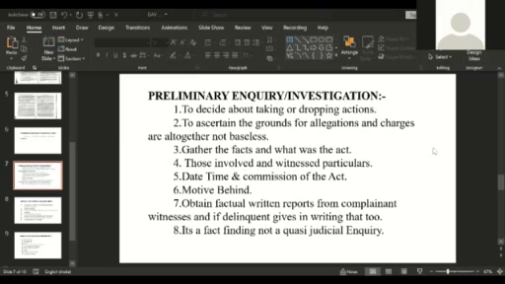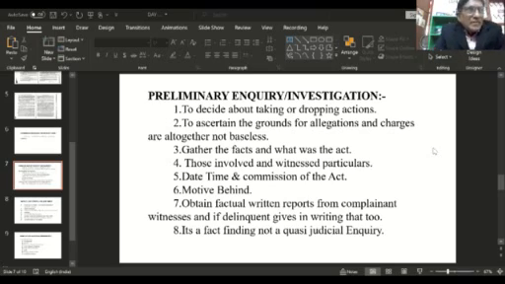Sir, actually, what is the minimum allowance of substances? What is the minimum allowance of substances paid during the suspension period, sir? Subsistence allowance? Yes, sir, subsistence.